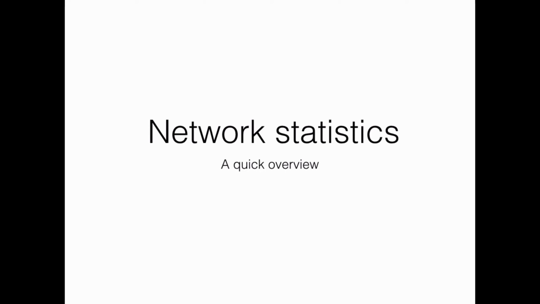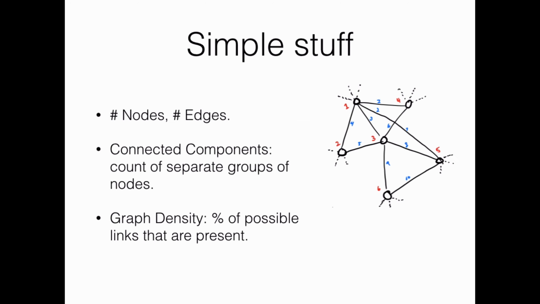Hey guys, so I'm just going to go over some brief network statistics and in particular some of them that relate to Gephi. So first, look at the simple stuff. The most simple things you could look at over a network are the number of edges and the number of nodes. Of course these are a very basic description.